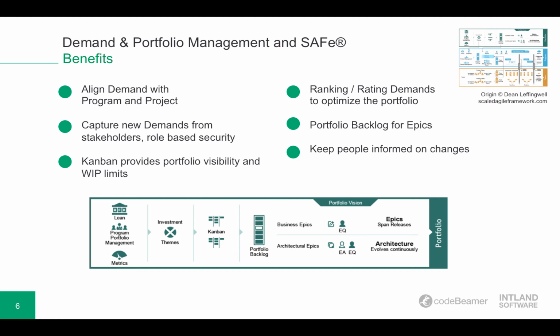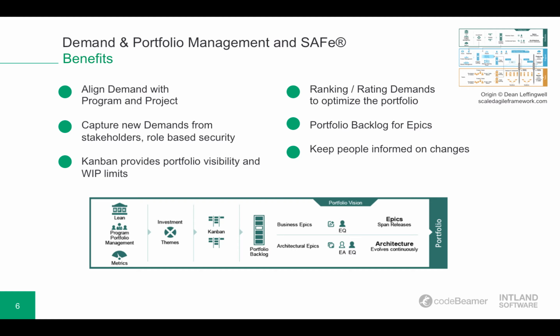So there are business epics for customer-facing initiatives and architectural epics for technology solutions, which are being managed in parallel in so-called Kanban systems. The portfolio Kanban board makes cross-program business initiatives visible, and each column on the board represents a state within the epic workflow.